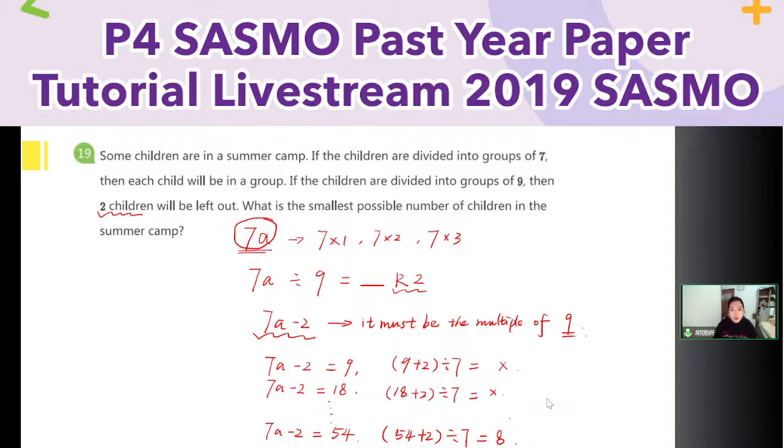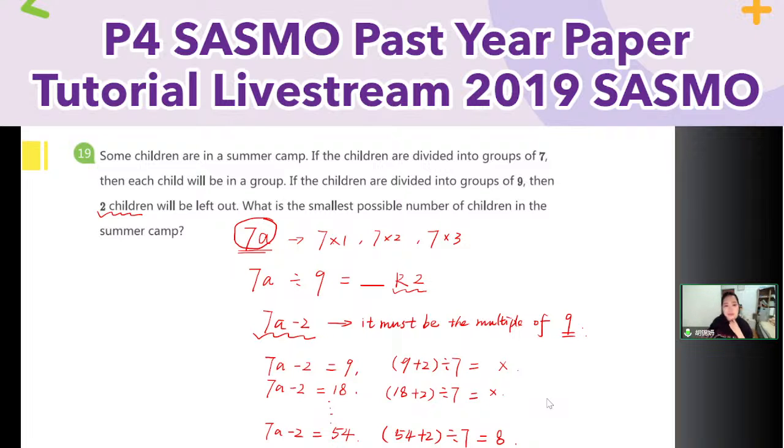Okay, so that means when a equals 8, this whole number 7a must be divisible by 9. Okay, so now since at first we know that this number is 7a, right? So the original number should be 7 times a equals 56. So the answer for this question would be 56.